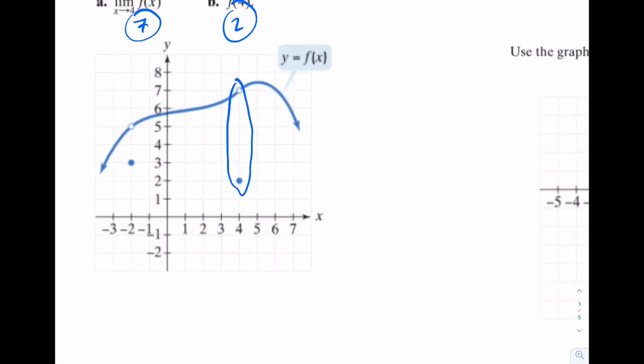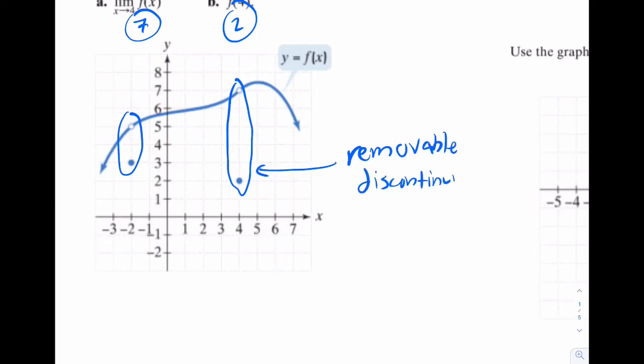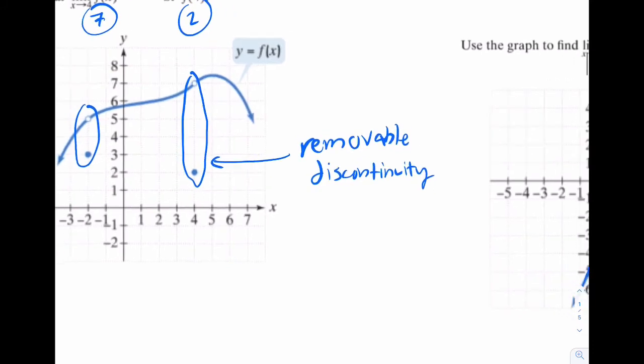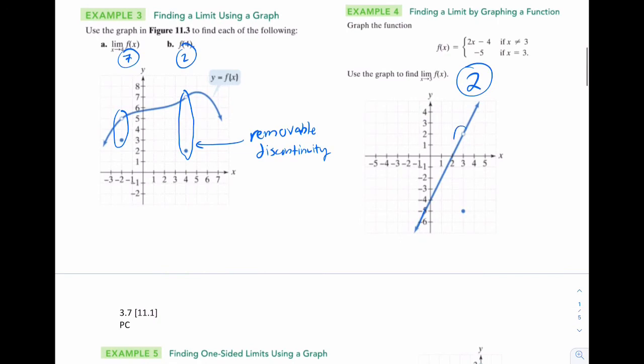I want all of you to circle these things here. What's that? Well, that would be called a removable discontinuity. So in 2B, you learned it as a hole. In pre-calc, we call it a removable discontinuity. So that's going to be more formal language. And in your calculus class, they'll probably call it that as well. So essentially, think of it as like a hole and a dot, or it could just be a hole as well. The hole is the most important part.